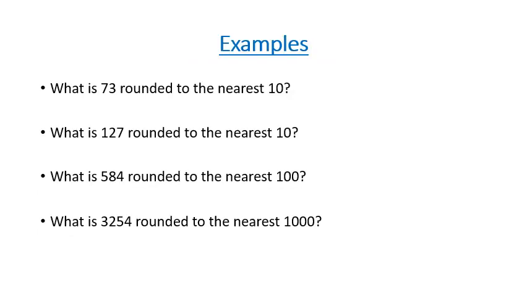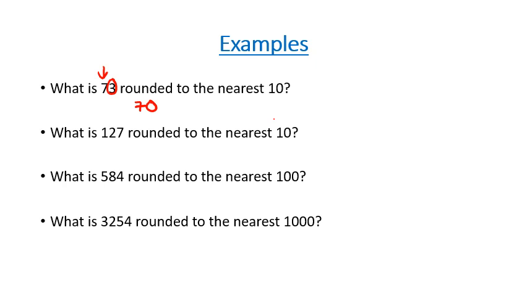So let's have a look at some examples. First one says, what is 73 rounded to the nearest 10? Well, essentially what I need to do, I know the 7 is in the tens column, so I need to look at the digit next to it, which is a 3. I know that if 3 is 4 or less, I round down. So my answer is going to be 70.